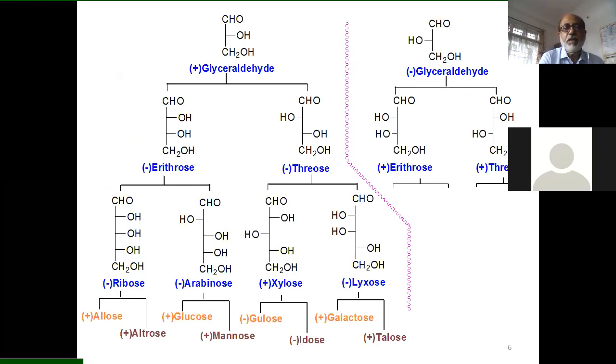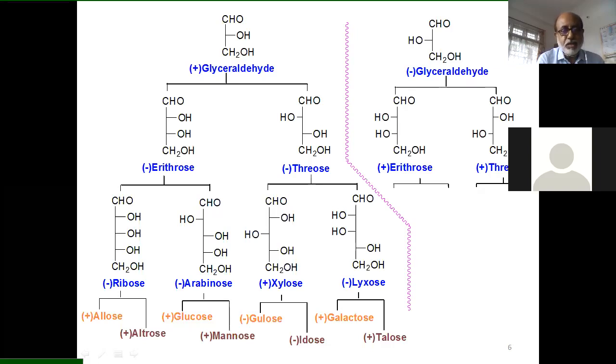How the names go? First is glyceraldehyde. Next, this glyceraldehyde gives rise to erythrose and threose. Then comes aldopentose: ribose, arabinose, xylose, lyxose. You have to remember them in this order only. And when you write down the structure, you write it the way I have given.